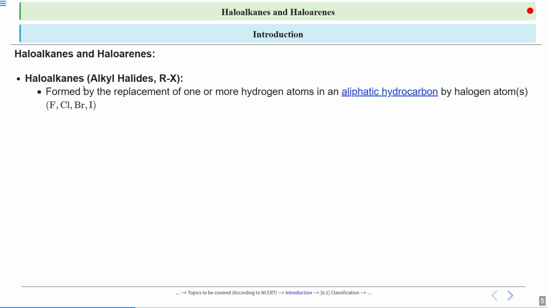Haloalkanes means a combination of alkanes and halogens. So they are formed by the replacement of one or more hydrogen atoms present in an aliphatic hydrocarbon. Aliphatic hydrocarbon means a hydrocarbon containing single bonds between carbon and carbon, containing only carbon and hydrogen. So when you replace one or more hydrogen atoms in this aliphatic hydrocarbon by a halogen atom, you remove a hydrogen from the hydrocarbon and put a halogen at that particular place. Halogen atoms like fluorine, chlorine, bromine, and iodine. This is how you will get the haloalkanes.